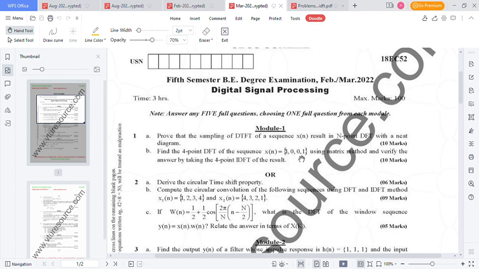So find the 4-point DFT of the sequence, that is x of n is equal to 1 0 0 1, using matrix method, and verify the answer by taking the 4-point DFT of the result. This is for 10 marks.